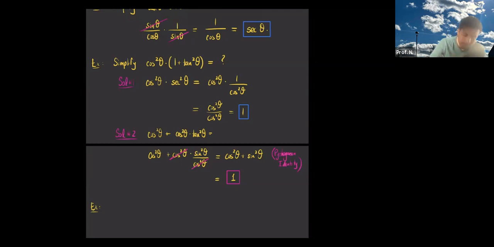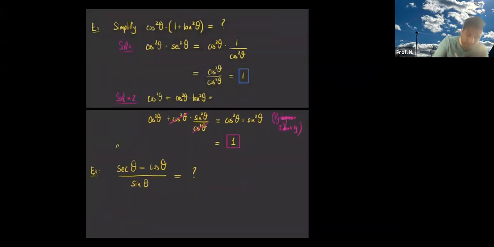Okay, and now let me give you something else. How about this? What is secant theta minus cosine theta all over sine theta? What does this simplify to? Simplify. Like I said, it's a lot of algebra now.